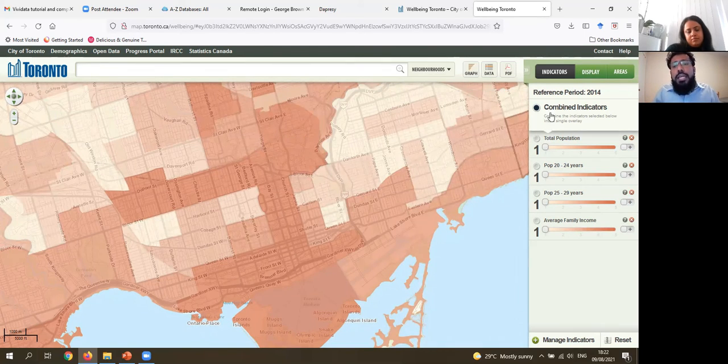So now you can see I have combined indicators, and this particular region is more dark. And then there are some regions which are not as dark. So this means in this locality, I have more chances of having customers who could buy my product.